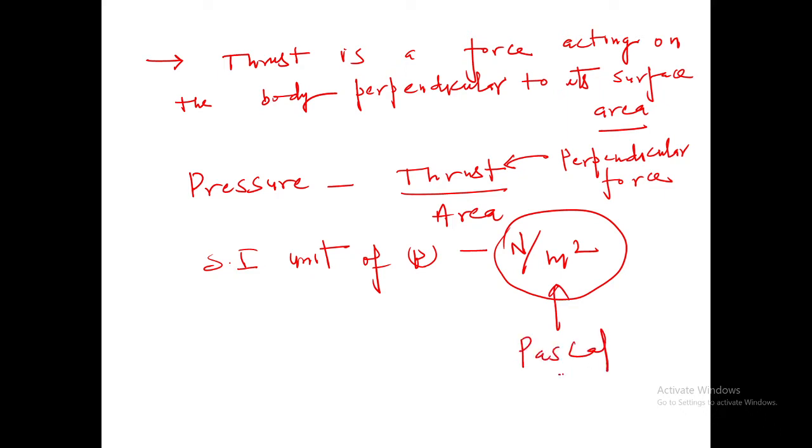It is given a specific name, Pascal, in honor of the scientist Blaise Pascal. And 1 Pascal is equal to 1 Newton per meter square. For meteorological purposes, the unit of pressure is taken as bar. 1 bar is equal to 10 raised to 5 Pascal. Pressure depends on so many factors.